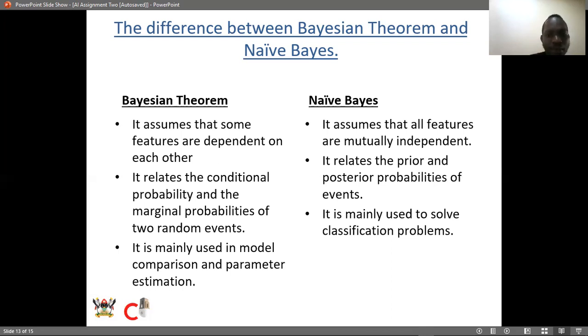Then another difference is that the Bayesian theorem is mainly used in model comparison and parameter estimation, while the naive Bayes is mainly used to solve classification problems. Naive Bayes is used in supervised learning.